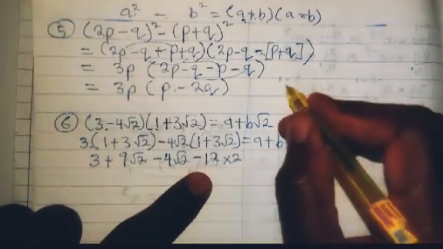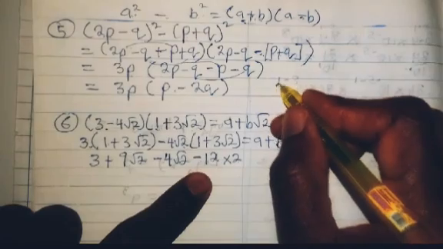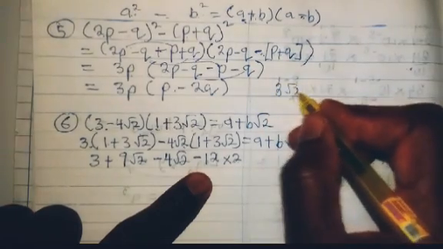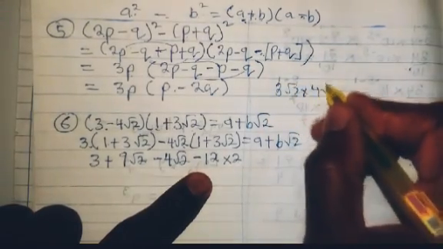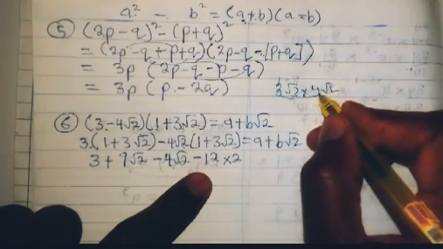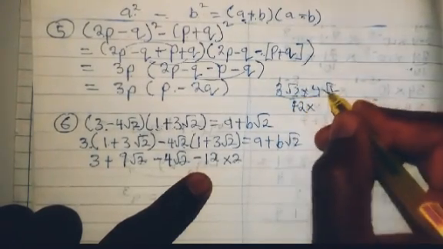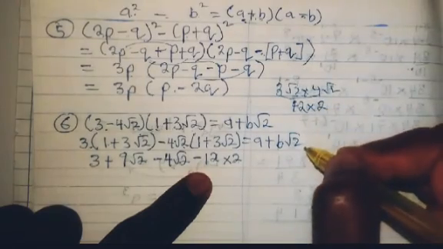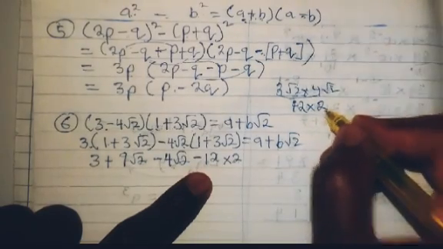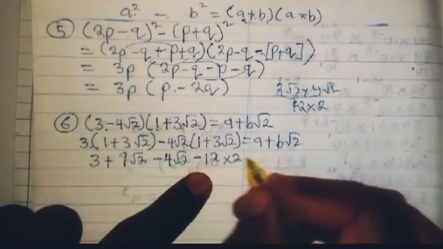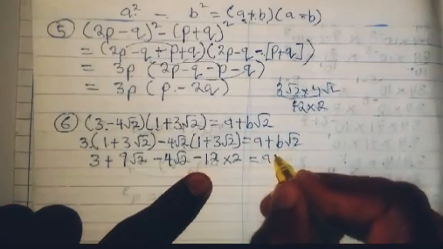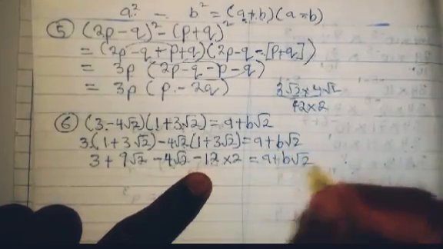Okay, so if I have 3 root 2 times 4 root 2, I have to multiply the 3 outside and 4. So that will give us 12. Then root 2 times root 2 is root 4, and the square root of 4 is 2. So that's what I quickly did to get this. Okay, so here we have a plus b root 2.